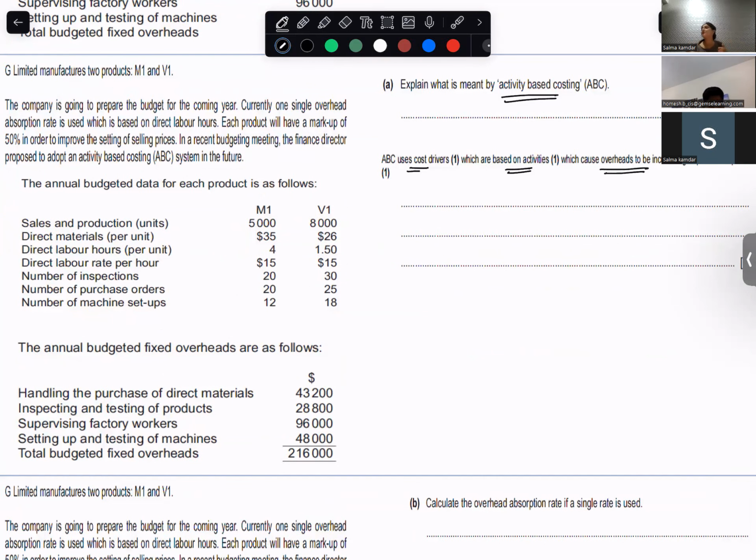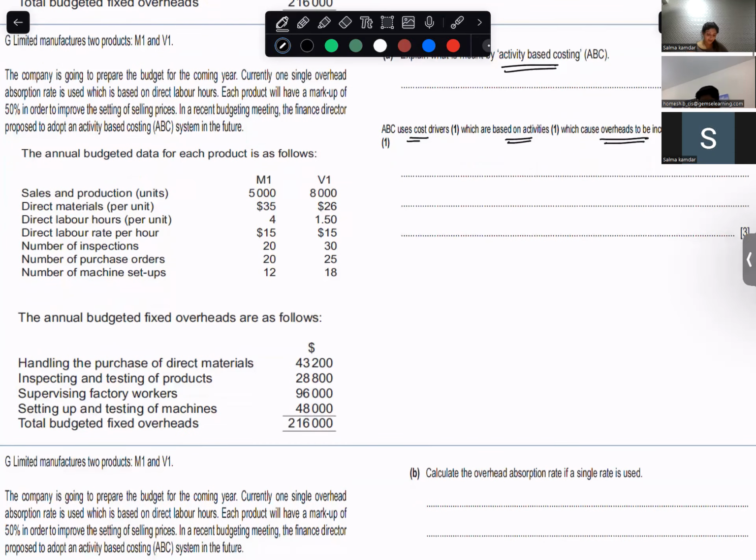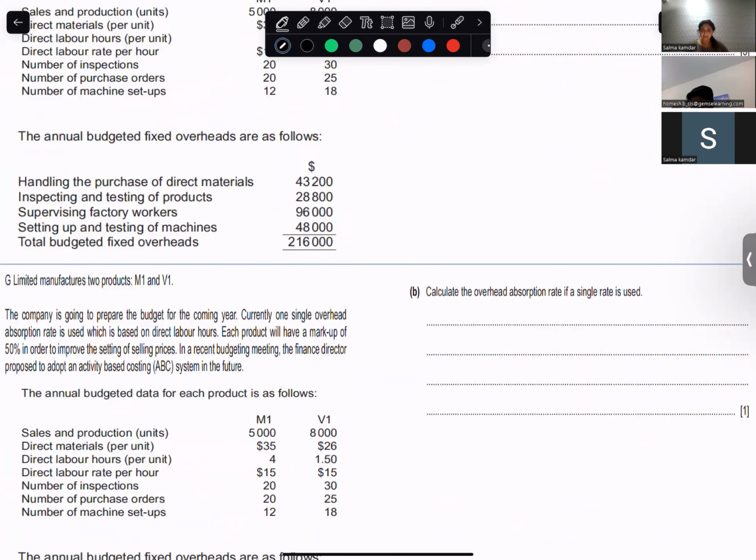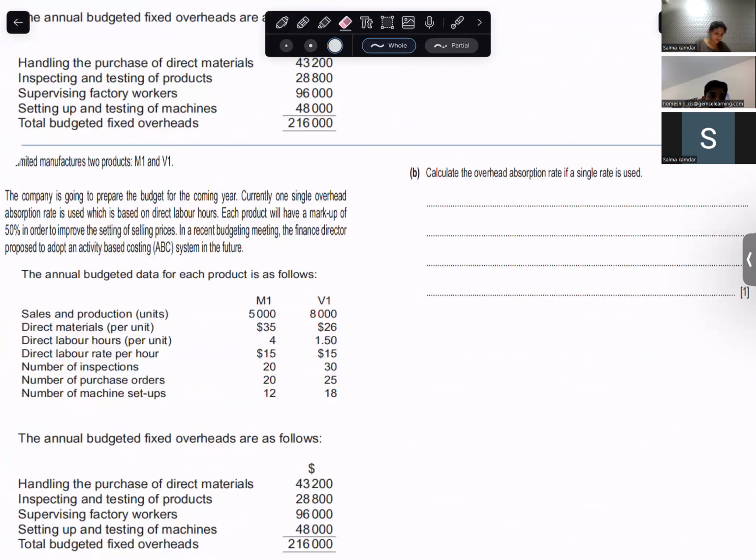So if I say I'm driving a truck, what could be the cost driver? The petrol cost and the driver's cost. Yeah. Are you with me? Now the next one. Come on, read the question. Read the question please.